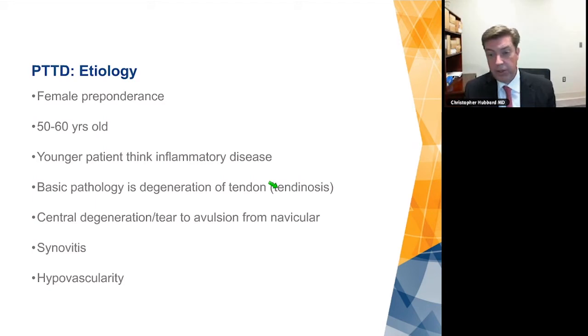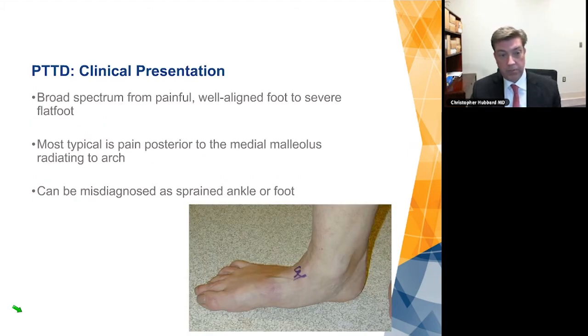So in terms of the type of patient, this is usually more females than males, typically 50 to 60. If it's a younger patient, then think inflammatory condition. But the basic issue is that there's some tear of or degeneration of the tendon, which can lead to a partial tear or a larger tear, which then leads to this flatness of the foot. So there can be a spectrum from a well-aligned foot where there's just some inflammation or minor pain to a complete collapse of the foot. So here's an example of a real significant collapse.